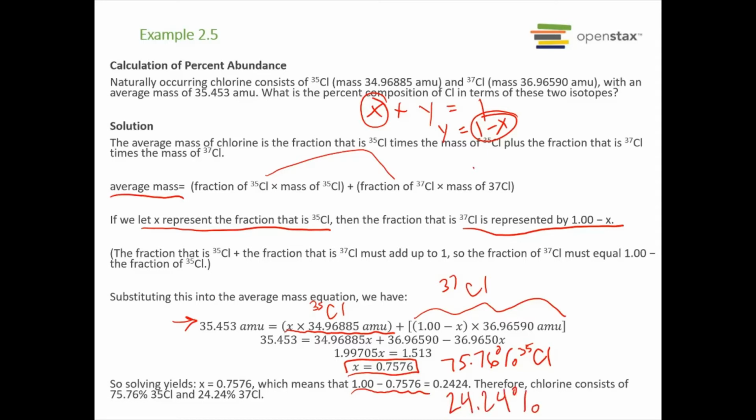And this makes sense when you think about it, because we were told the average mass is 35.453, and that's a bit closer to 34.96 than it is to 36.96. So it makes sense that more of this element is chlorine 35. I know there should be 1 or 2 homework questions that are like this.